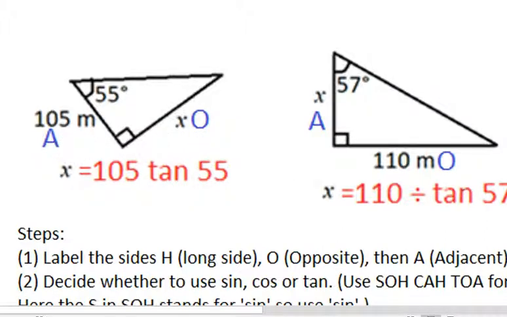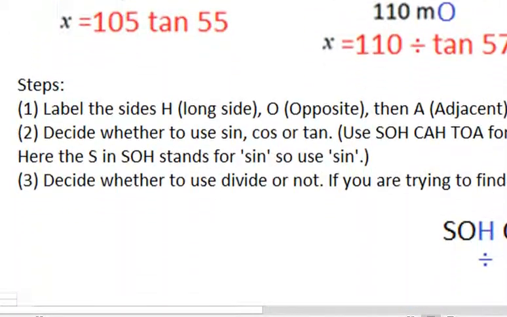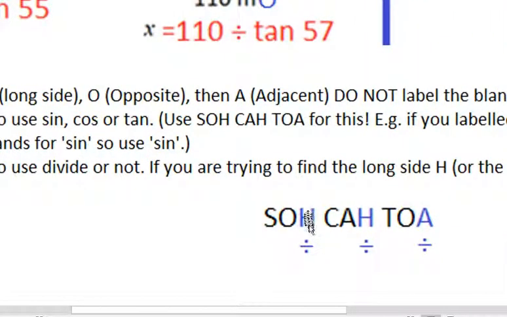Right, now the next step is to figure out whether to use divide or not. In this particular case, I actually have to take you back to this SOHCAHTOA. Notice that when we're trying to find H, we use divide. When we're trying to find H here for CAH, we use divide, right? TOA doesn't have an H in it, so it's a little bit different. It's the last letter in TOA, which is A. If we're trying to find the A, it's always the last letter.